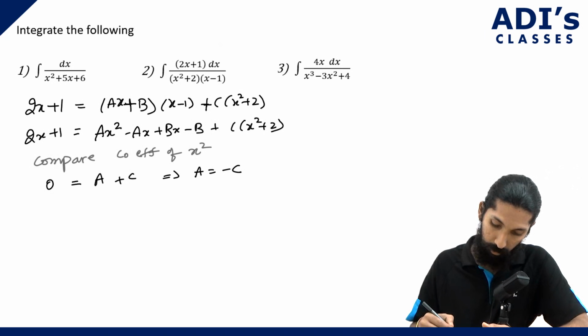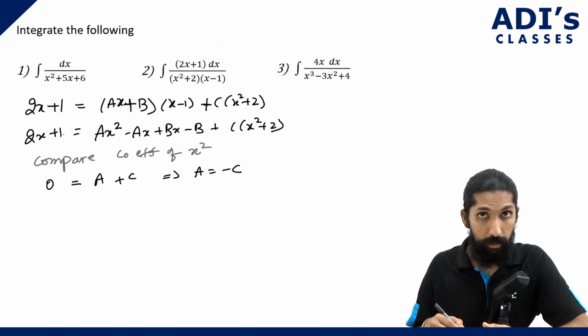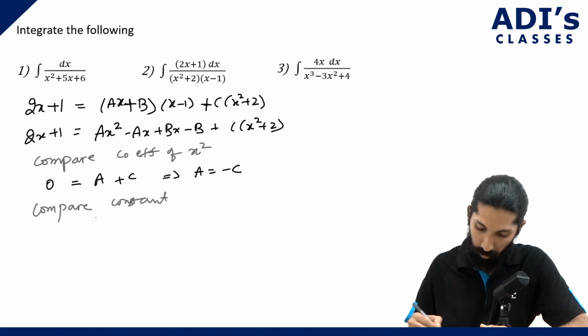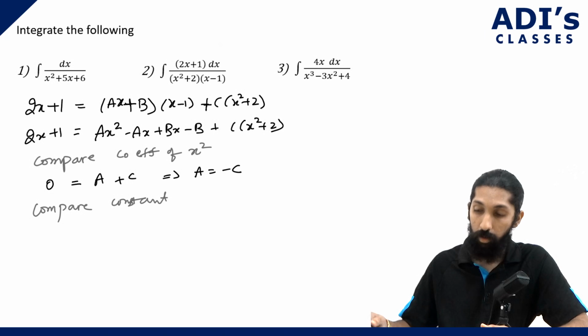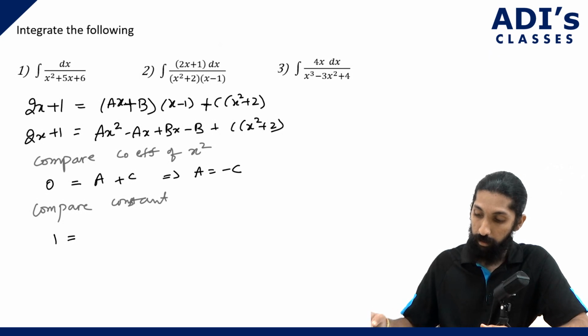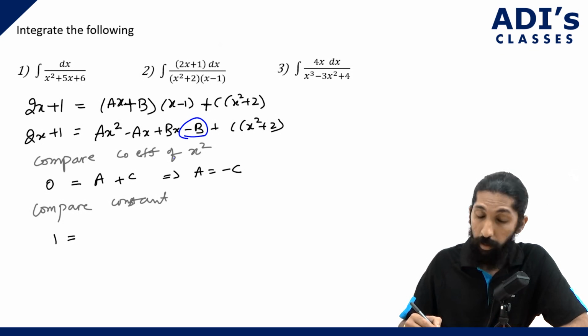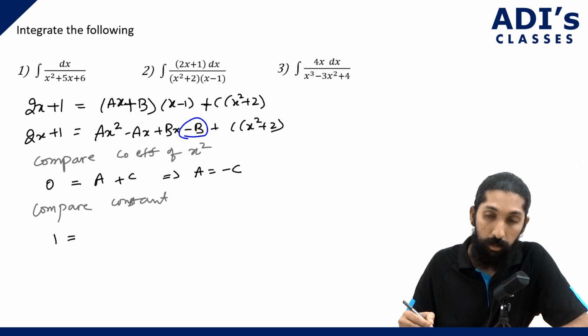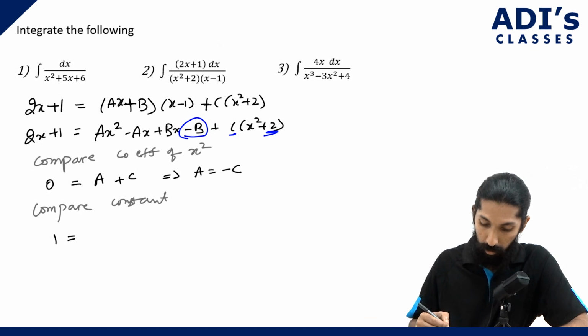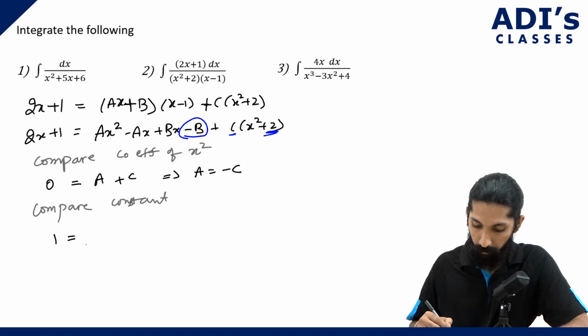After that, let's compare the constants. So, comparing constants. What constant do you see in the LHS? 1. On the RHS, you see minus b. There is no x square whatsoever, so it's a constant. And then 2c, correct? So here you're going to get what? 1 is equal to minus b plus 2c, correct?